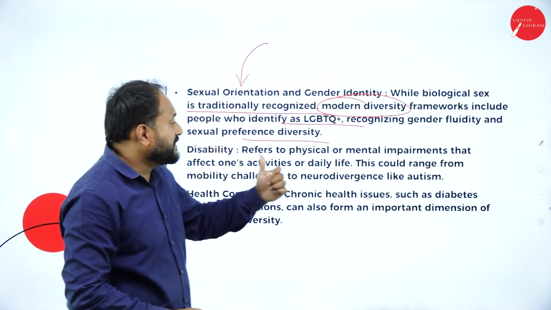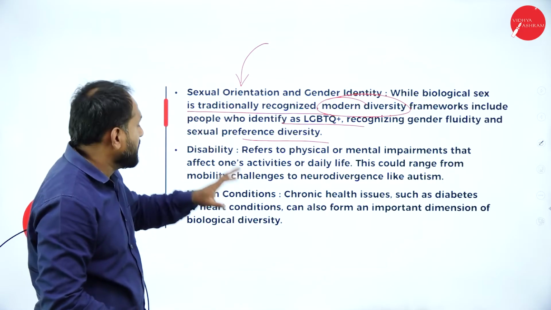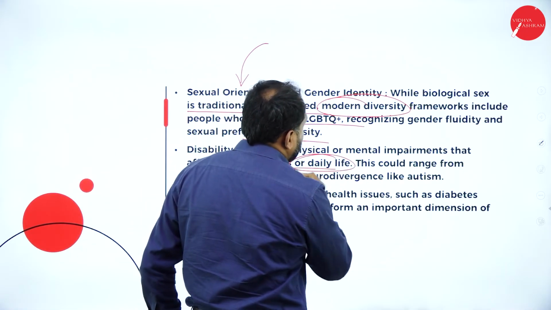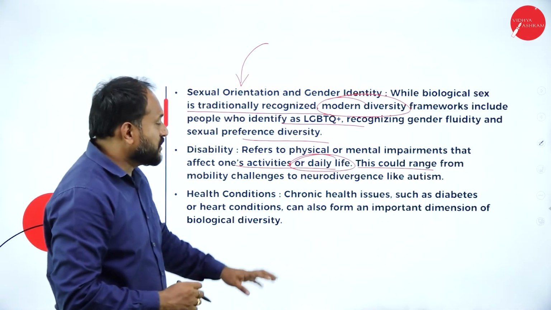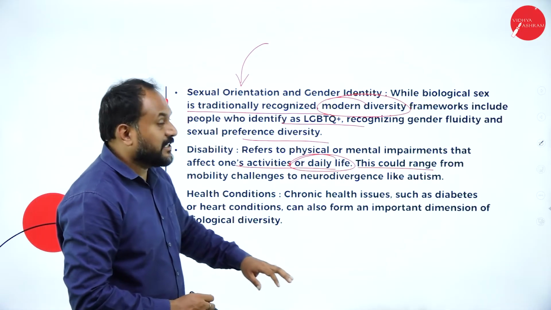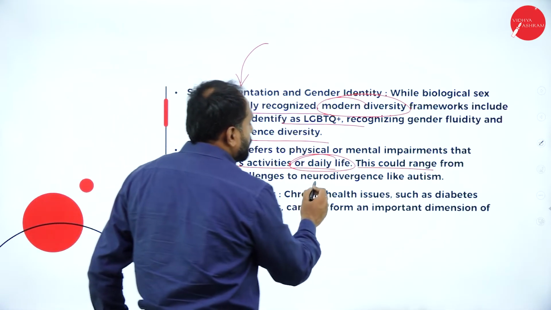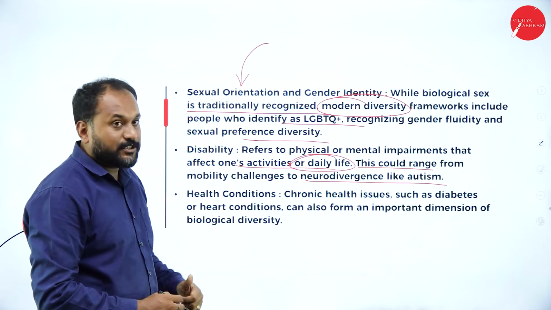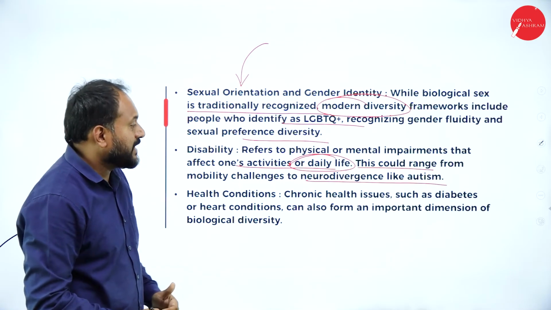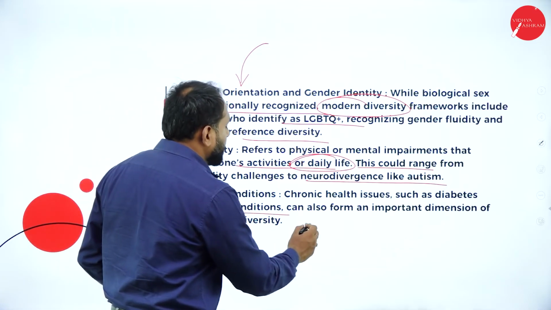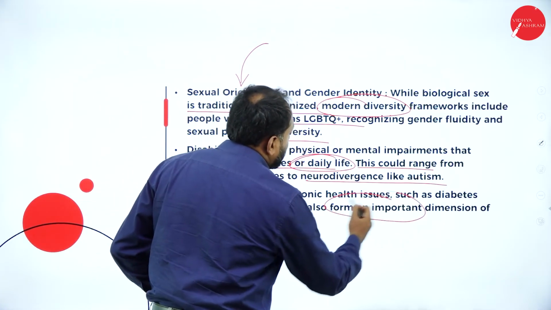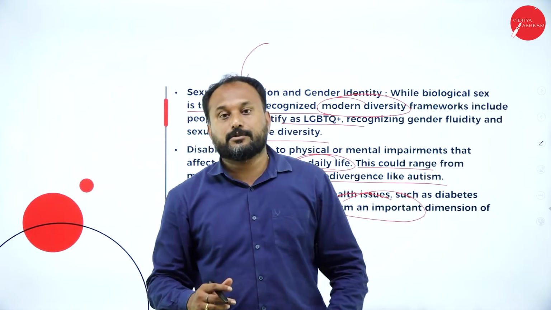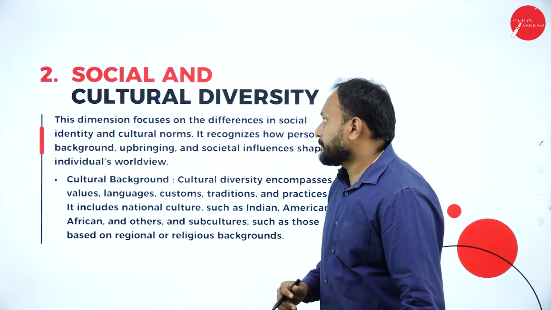Disabilities refer to physical or mental impairments that affect one's activities or daily life. This could range from mobility challenges to neurodivergence like autism. Health condition, what will happen? Chronic health issues such as diabetes or heart conditions can also form an important dimension of biological diversity. So it's a very, very important one.